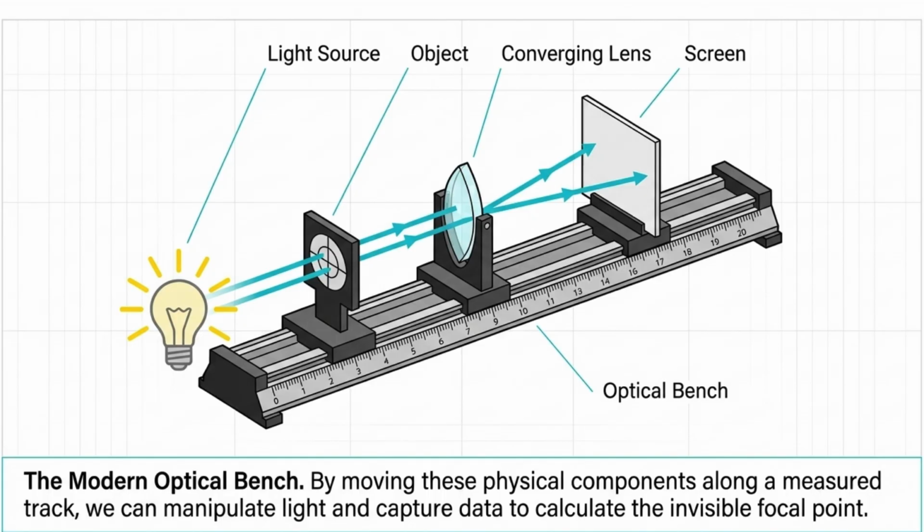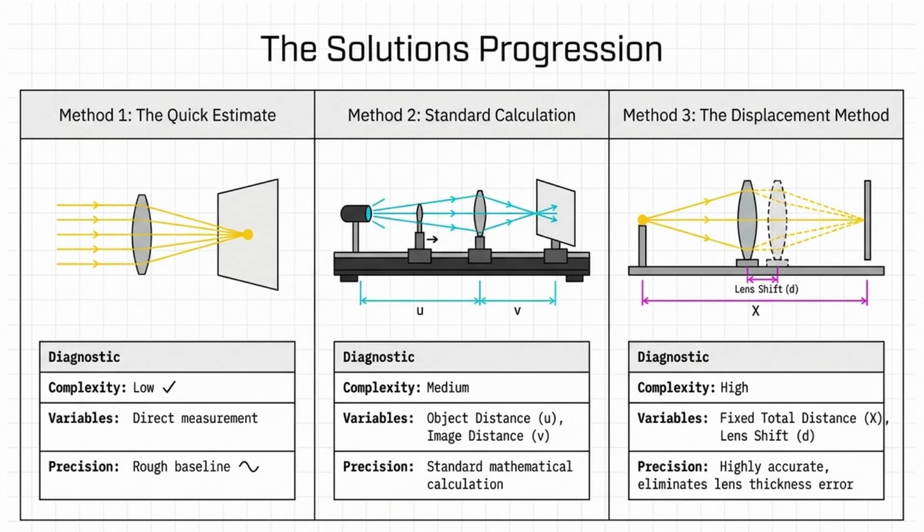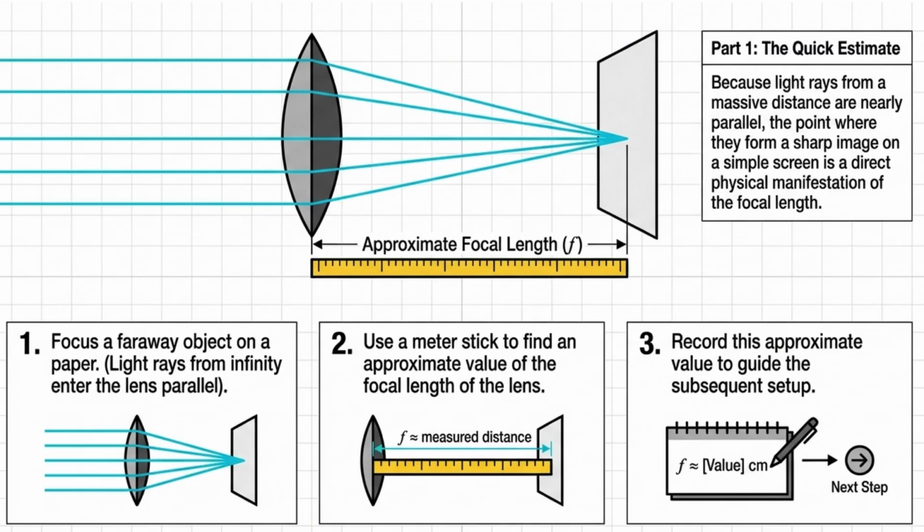This slide outlines the progression of methods used in the experiment. The first method is the quick estimate, which is simple but not very accurate. The second method uses the standard lens equation, which improves accuracy but still has some limitations. Finally, the displacement method is introduced, which is more advanced and provides the highest precision by minimizing measurement errors.